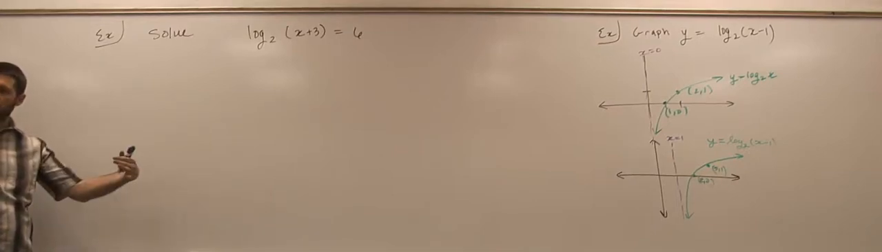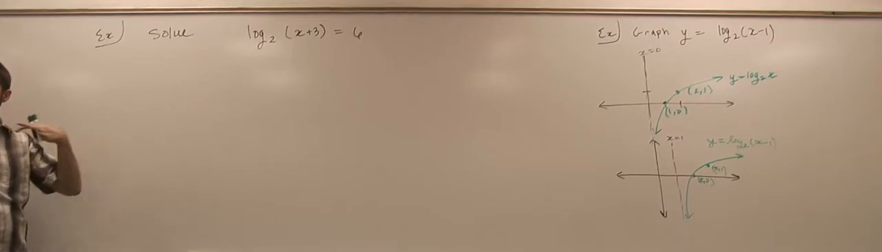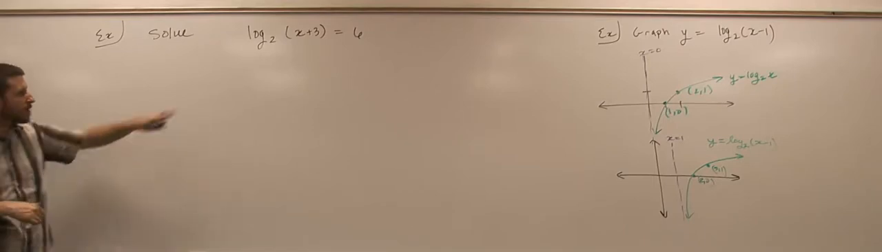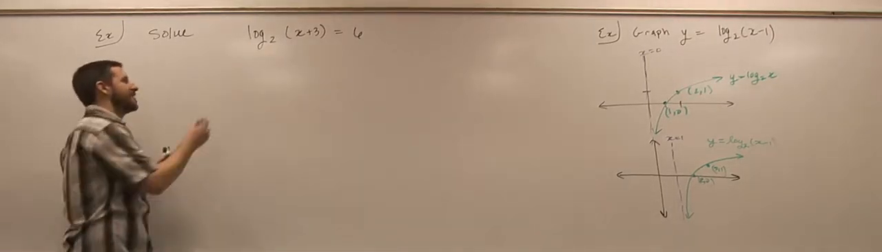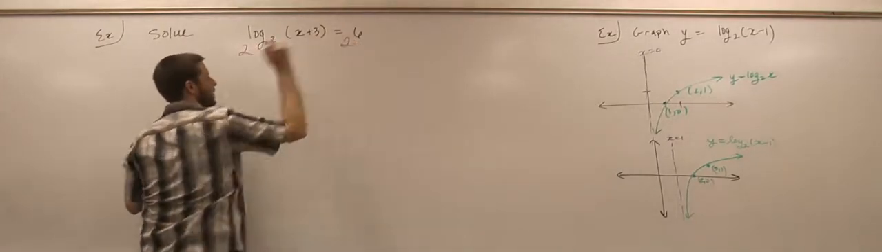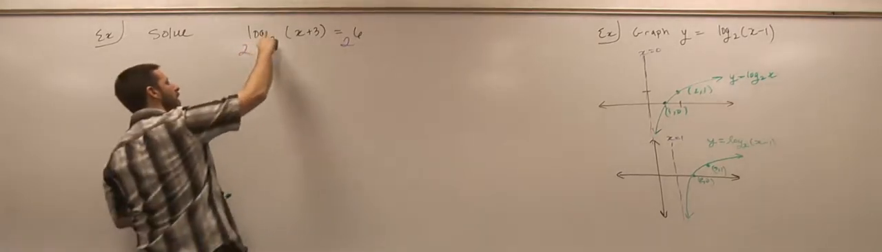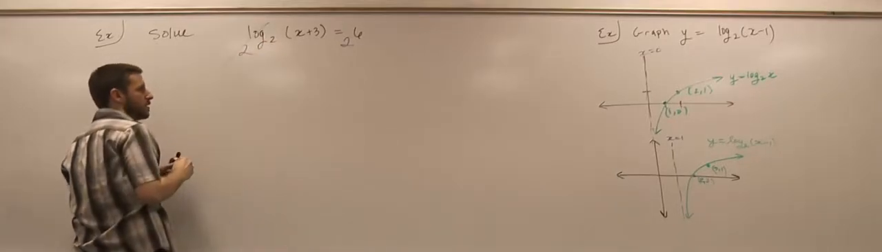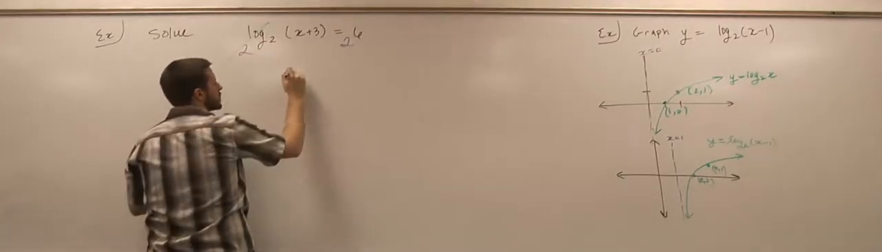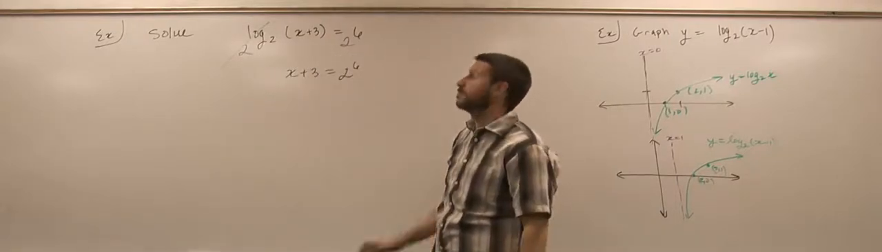Before, to get rid of a natural log, we would hit it with an e, right? Exponentiate both sides, base e, because e and natural log hate each other. So to get rid of a log base 2, what do you think you do? 2 to it. If you exponentiate both sides with base 2, the 2 and the log base 2 are inverses, so they cancel, leaving you with x plus 3 equals 2 to the 6th. 64.